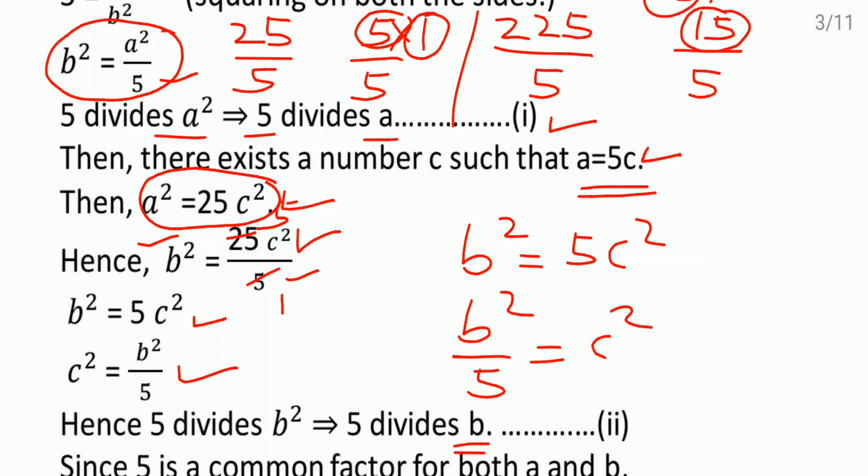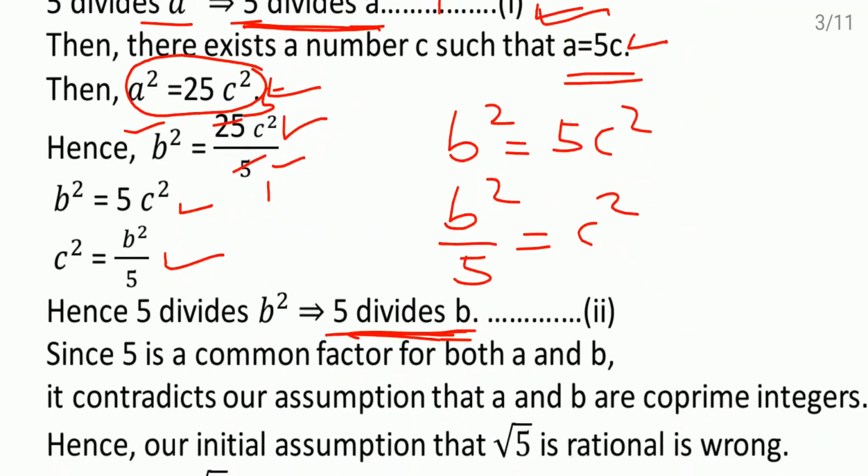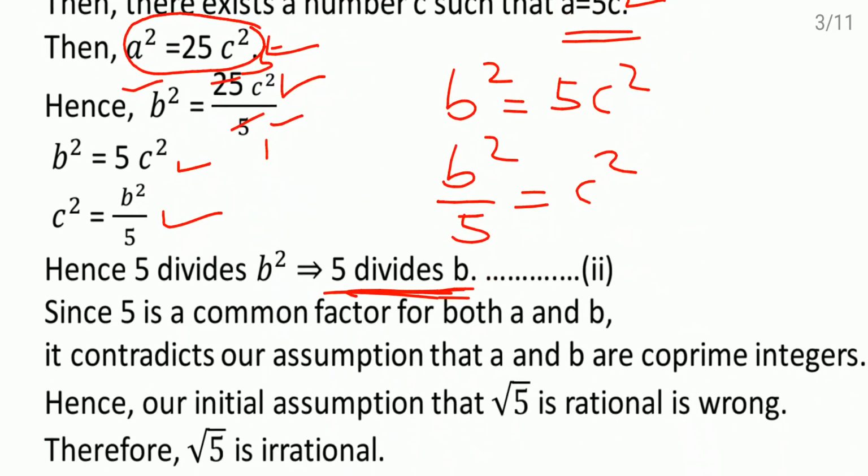Now look at the first statement here. Here we said 5 divides a, and here we are saying 5 divides b. But in the starting what we said, a and b are co-prime. They don't have any common factor. And here from the first one and second one we are telling 5 is a common factor. Right? See here. Since 5 is a common factor for both a and b, it contradicts our assumption that a and b are co-prime integers.